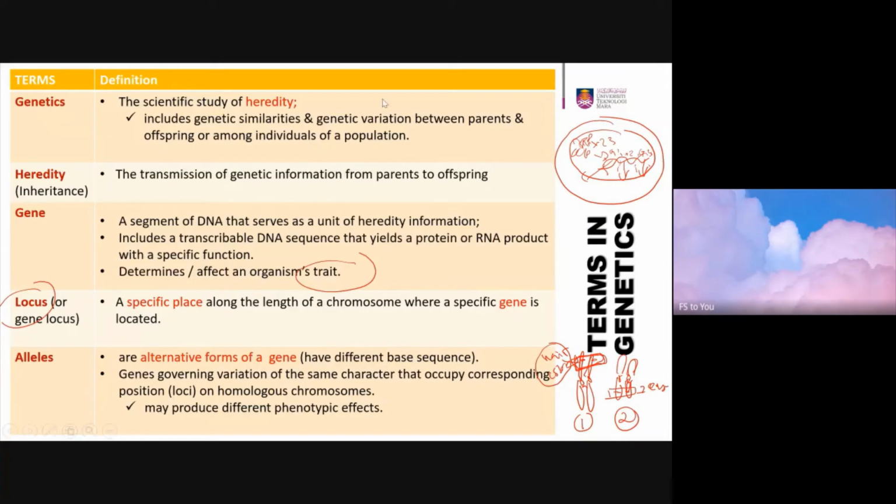Okay, so allele, alternative forms of a gene have different base sequence. So gene covering variation of the same character that occupies corresponding loci or position on homologous chromosome may produce different phenotypic effects. Okay, contohnya tadi apa nama? Ada kromosom yang a pair of homologous chromosome.